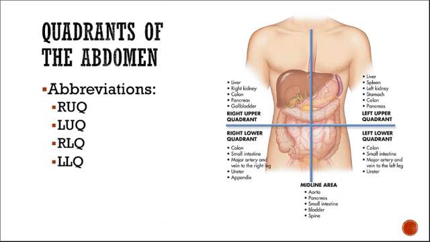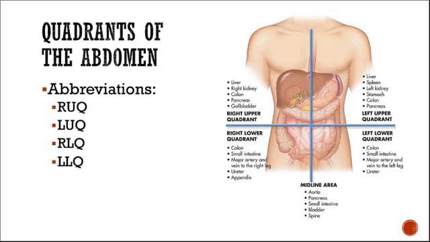Our abdomen can be divided in a number of ways to make it easier for us to understand where a patient might be having pain or discomfort or something might be happening. And one of the easiest ways is the quadrants of the abdomen. So if we picture our stomach region divided into a cross with 4 sections, then we can picture the quadrants of the abdomen.